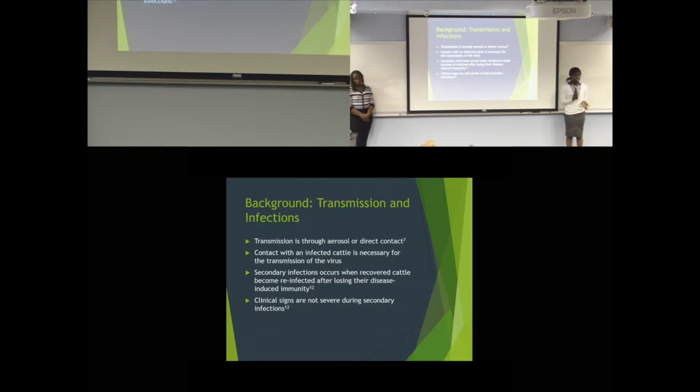Aside from primary infection, a cow can still become secondarily infected, and this occurs after they lose their disease-induced immunity. It could come as a re-exposure to the virus, especially in the winter or autumn, but it can also come as a reactivation of a persistent virus, which occurs mostly in the summer. However, unlike in primary infection, the clinical symptoms I mentioned before are not really severe in secondary infections, but they are in primary infections.